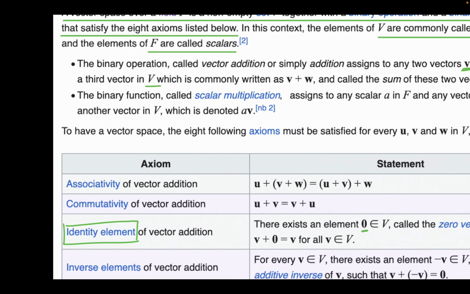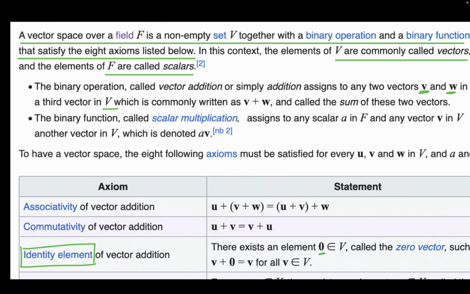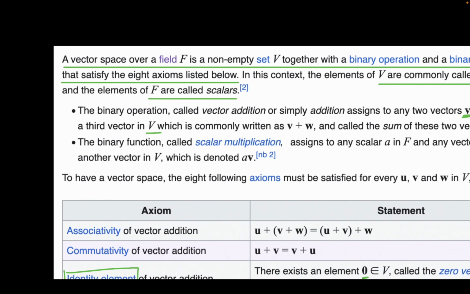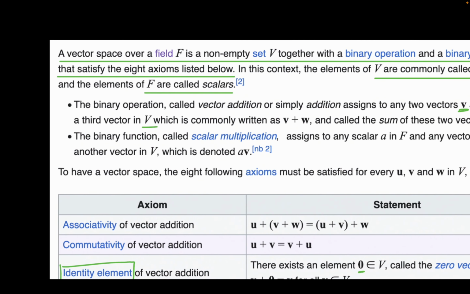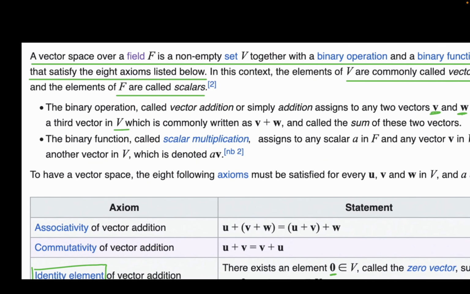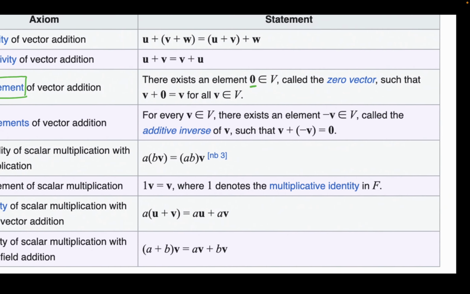In fact, that is the reason vector spaces are non-empty. Where is this thing? It should be somewhere. I'm not able to find it. Anyway, the reason vector spaces are non-empty is because they have to contain the additive identity at minimum.